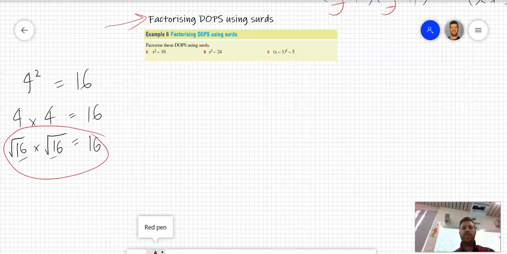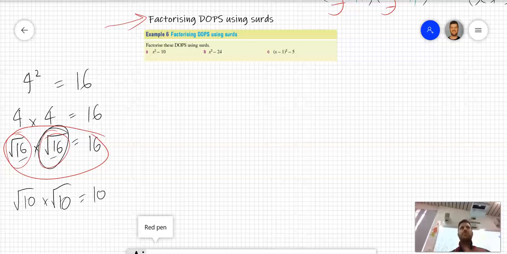So this is, I guess, the premise we're going to use for factorizing difference of perfect squares using surds. So even though 16 is a square number, and I don't have to write it as a surd, I have in that example because I want to show you that if I had a number like 10, for example, the square root of 10 times the square root of 10 is equal to what? 10. And 10 is not a square number. So I can't write the square root of 10 as a nice whole number. So I'm going to write it as a surd.